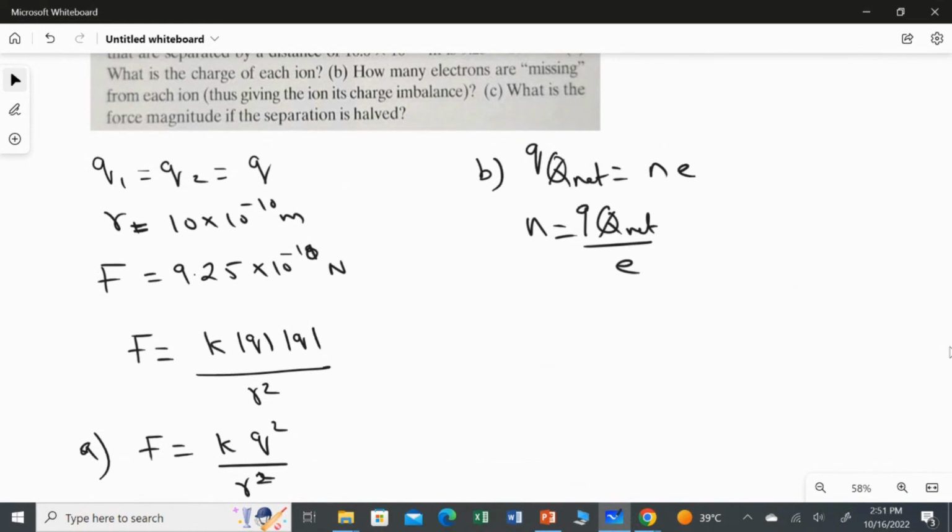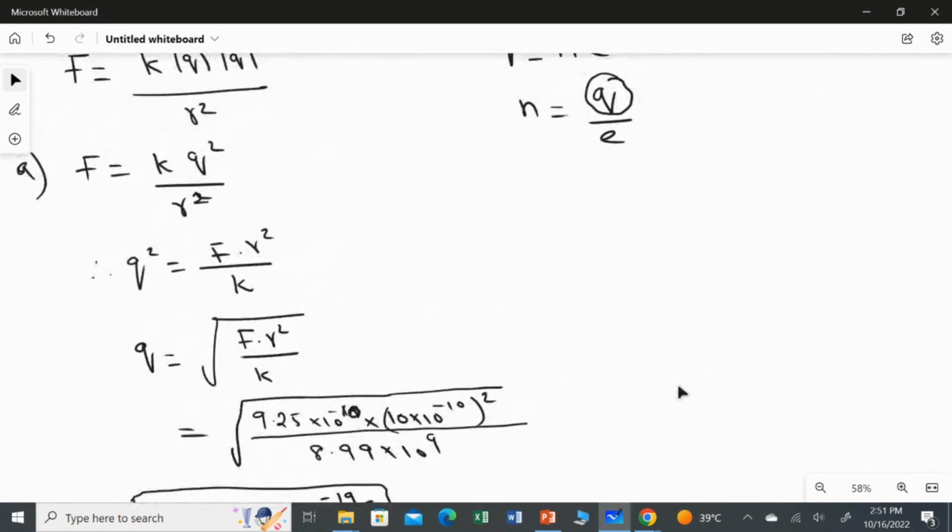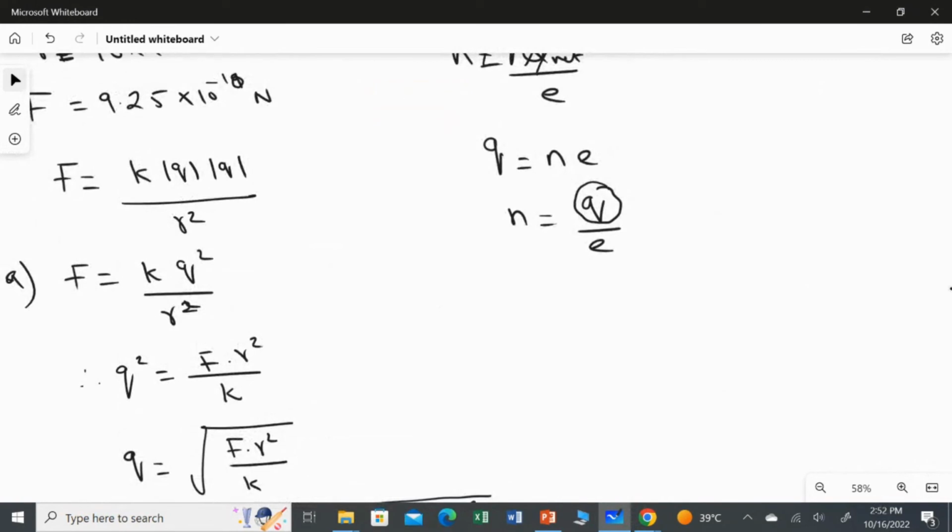Clear? So if you want, I can write it again. Q net, which is equal to N multiplied by E. Therefore, N, which is equal to Q over E. The answer for this Q, we have to take it from the first part. So what is the answer in the first part? 3.21 multiplied by 10 to the power of minus 19.